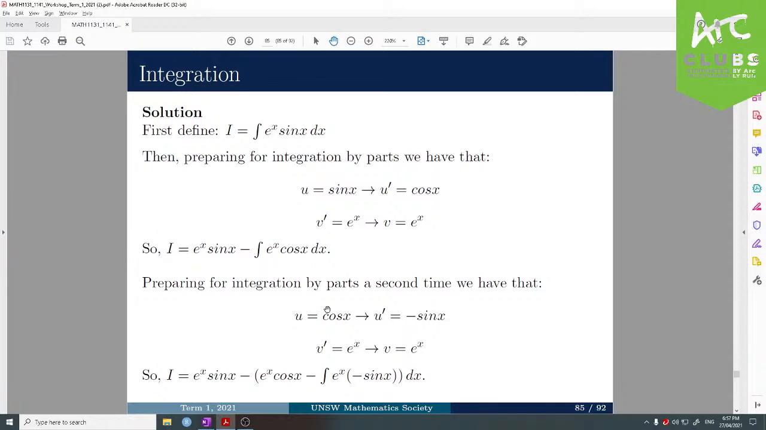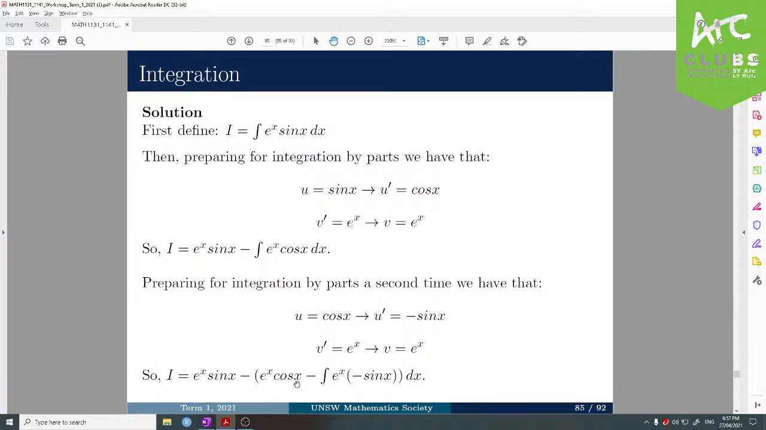So if we apply integration by parts again, we then have to prepare for integration by parts again. So I will choose v dash to be e to the power of x because that's easier to integrate, and choose my u as cos x. If my u is cos x, then my u dash is minus sine x. If my v dash is e to the power of x, then my v is e to the power of x.